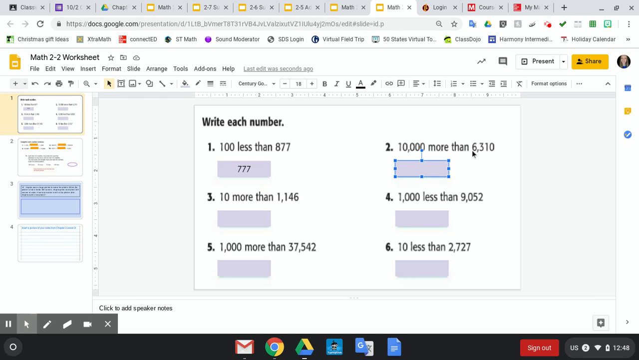Okay, this one over here, 10,000 more than 6,310. There is no digit in the 10,000 spot, so I would just put a 1, because we're going more, in the 10,000 spot and make this one 16,310. Okay, skipping down to this one, 10 less than this number. 10, we're looking at the 10 spot, which is a 2, and since we're going less, we take 1 away from that 2 to make it a 1. All the other digits stay the same, and so 2,717 would be 10 less.